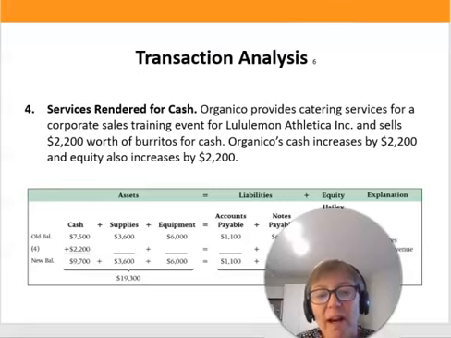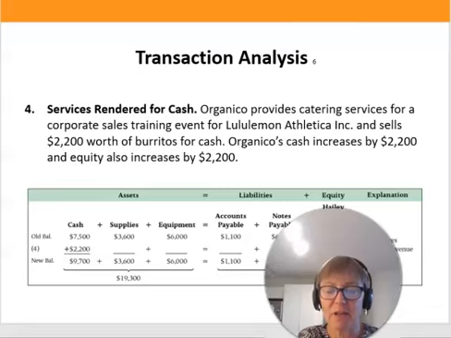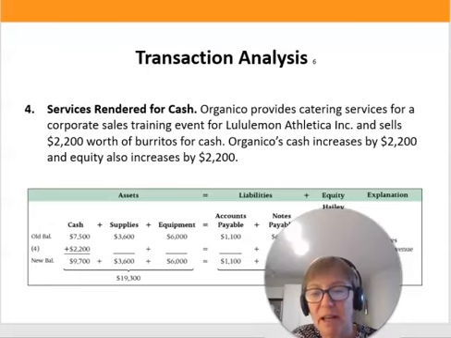Okay, so what happened on the other side? The equity increased by 2,200. The way the equity increased is because it was a sale. We had food service revenue. And if you remember, because our balance sheet is linked through to our other statements, our income statement increased because our revenue increased. Therefore, our net income increased. So therefore, our equity increased.